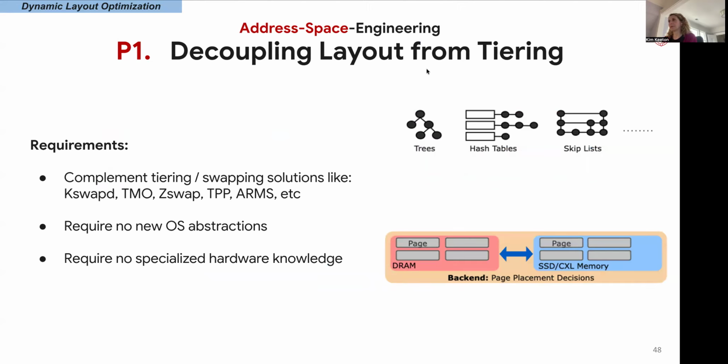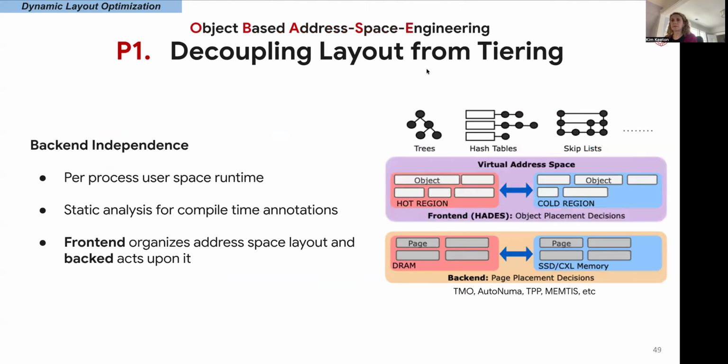Okay, going back to this. So one requirement is decoupling layout from tiering. And the way OBASE fixes this is by saying, how about we have a per-process user space runtime, and it manages where the objects are with some help from static analysis and compile time annotations. This allows us to detach the placement decisions of pages across multiple tiers that these systems already do, versus the backend, versus the front end, which basically moves objects around.